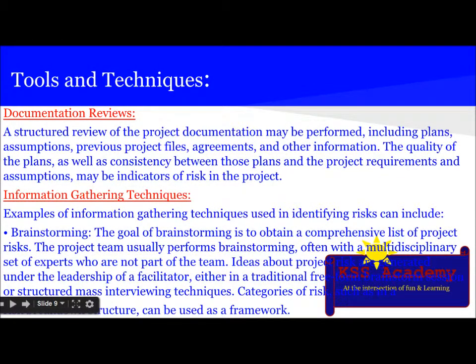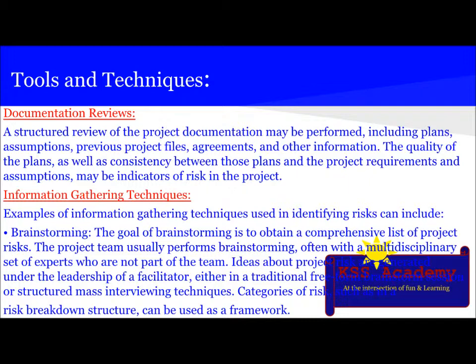Now let's see the tools and techniques involved for identifying risk. The first thing is document reviews. A structured review of the project documentation may be performed, including plans, assumptions, previous project files, agreements, and other information. The quality of the plans as well as consistency between those plans and the project requirements and assumptions may be indicators of risk in the project.